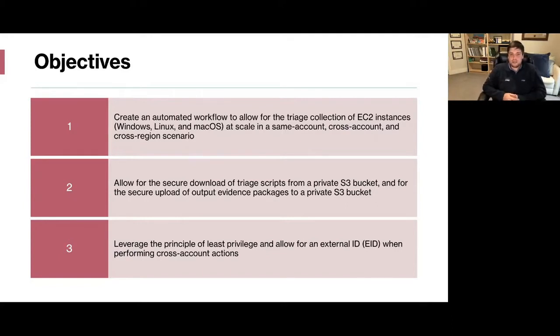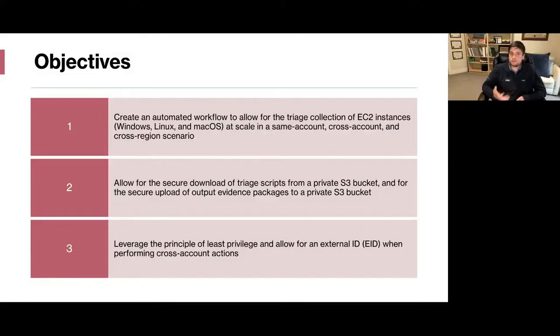The second one, right? So this is interesting. Not all EC2 instances that I'm going to want to run a triage collection package against will have the necessary permissions in AWS that they need, right? So for example, if I have an EC2 instance and I want to perform a triage collection on it, well, I need to figure out how to get my triage collection scripts on that instance.